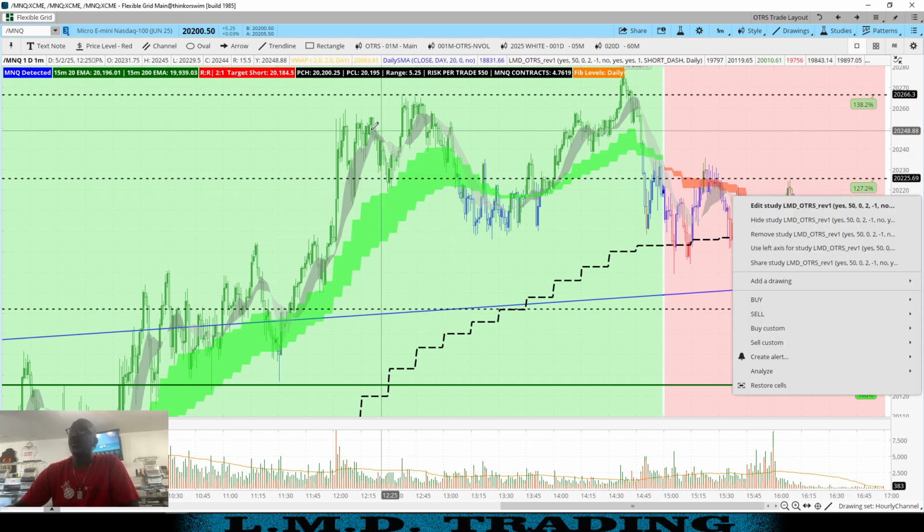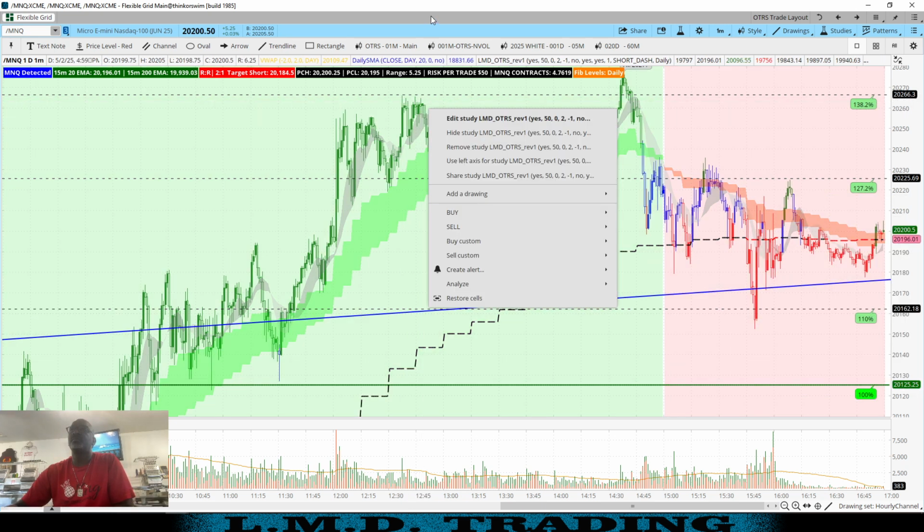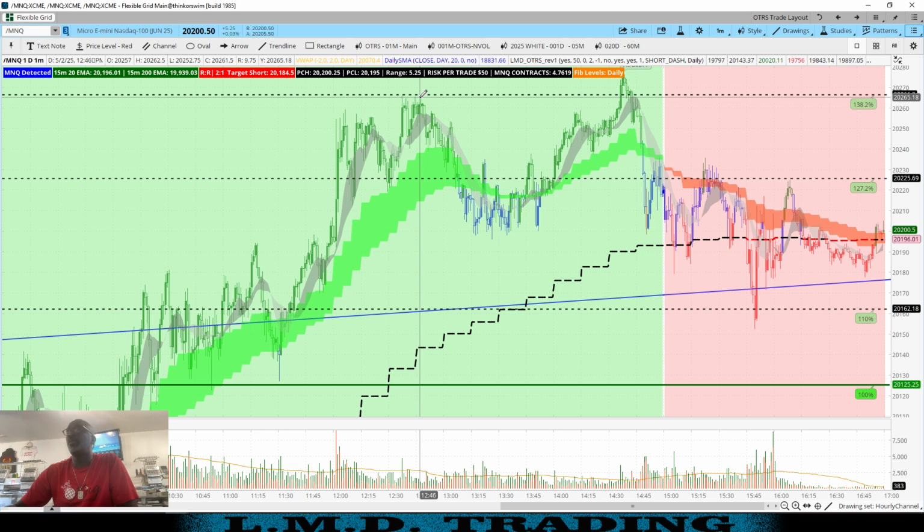But notice up here, we got a test of the 138 level, came back down, broke the 127, kind of just chopped around this area. Again, there is a level right here. But kind of chopped around that level. It finally held, pushed us back up to this 138 level, back down, kind of chopped around that level again.